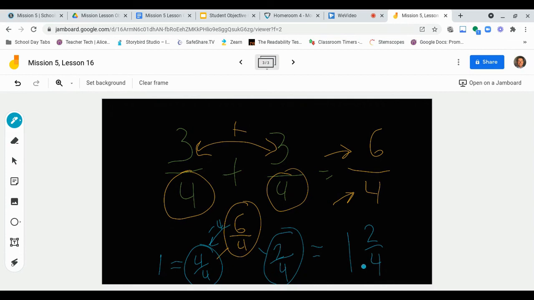Okay, so that's what you're going to be doing. So the key point is to remember you can add or subtract fractions very easily as long as they have the same denominator.